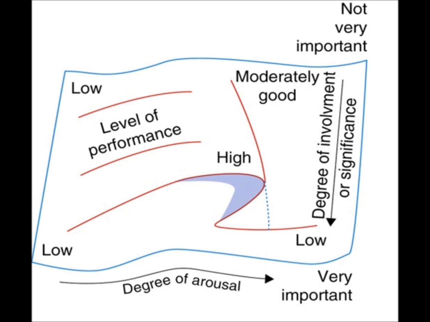The performer can then begin to worry, and this is known as cognitive anxiety. This combination of high arousal levels and cognitive anxiety causes a dramatic decline in performance. This is defined as catastrophe.